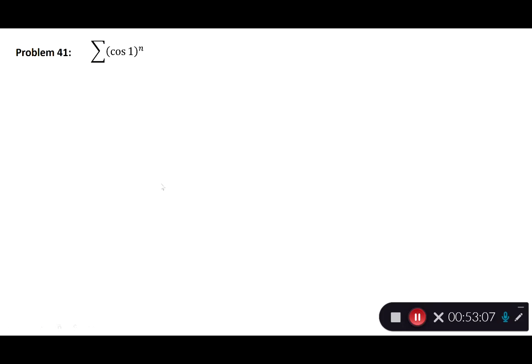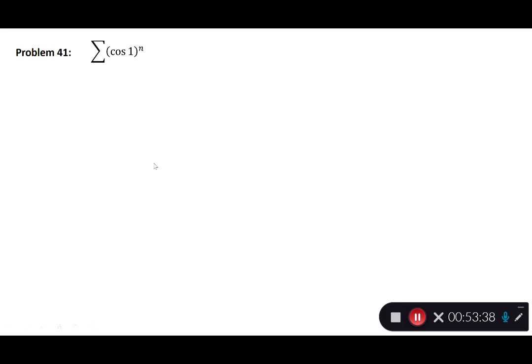Cosine 1, the quantity raised to n. Any ideas? Hey, that looks like r to the n. Ratio test? Yeah, you could do that. But do we need to? Is that a geometric series with r equals cosine 1? But I don't know what the value of cosine 1 is, man.